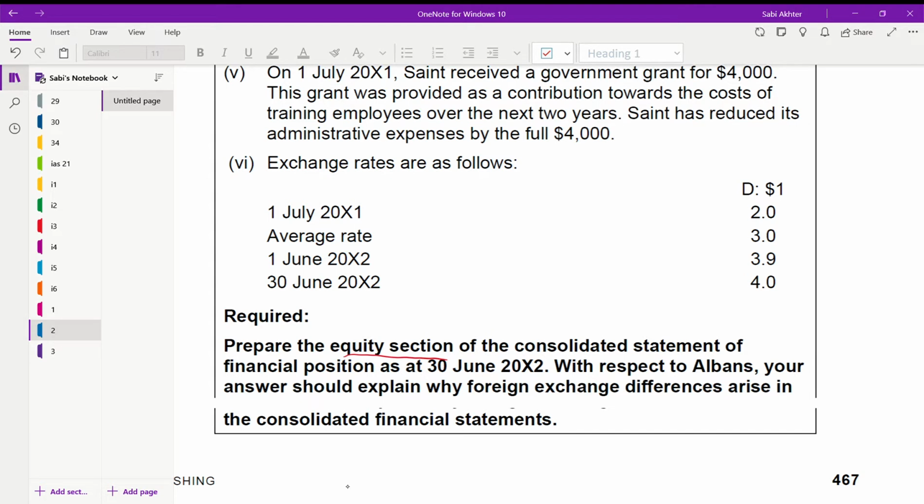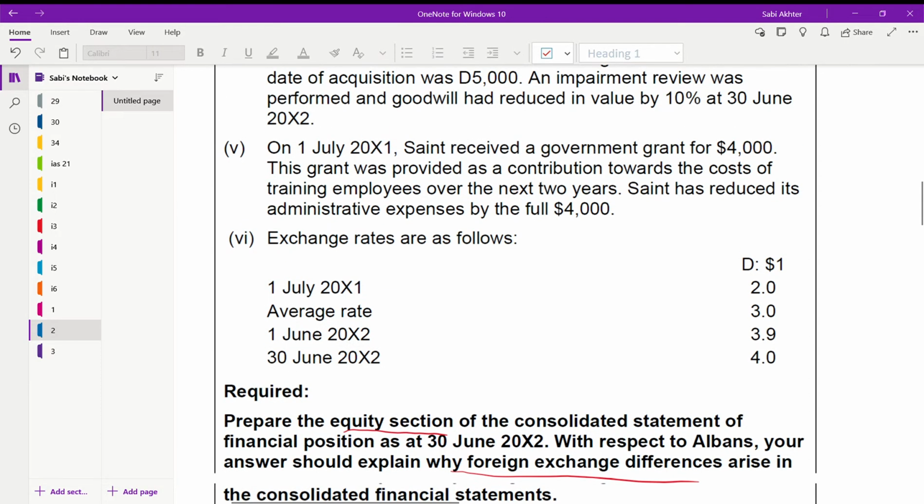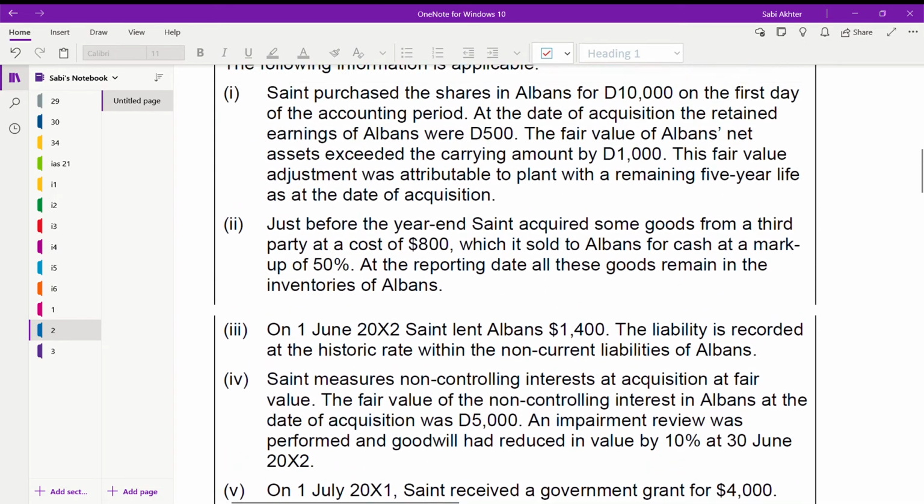Also, you have to explain why the foreign exchange differences arise in the consolidated financial statements. I will teach you how to explain also, because it's important that you know how to explain as well as the calculation part. Exchange rates are given. Now let us go through this.